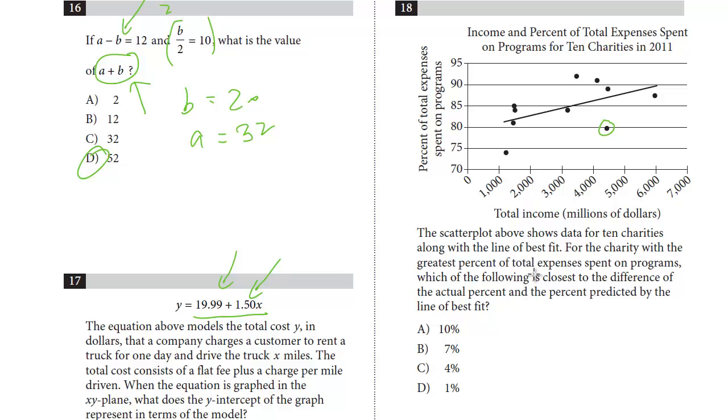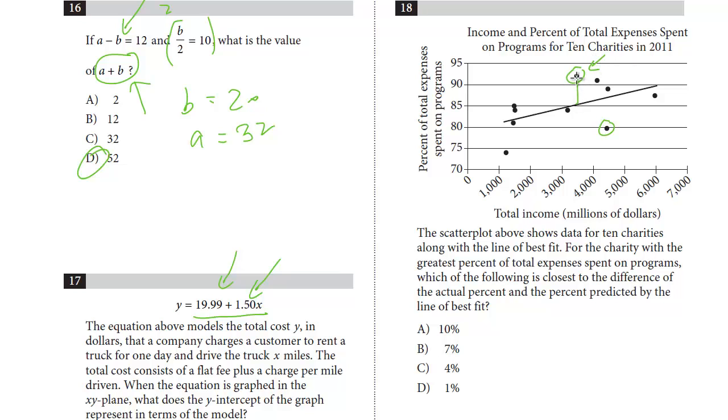So we want to find the charity, the observation, with the greatest percent of expenses spent on programs. That's going to be the greatest number on the y-axis. That's going to be here. Greatest percent of total expenses spent on programs. And we want to find the closest to the difference between the actual percent, which is here, and the line of best fit. So we'd go straight down to the line of best fit, and that'd be here.